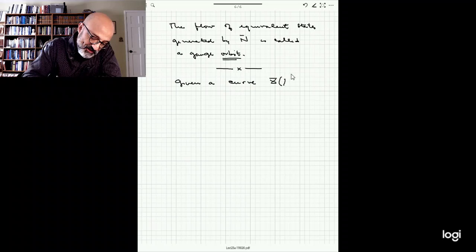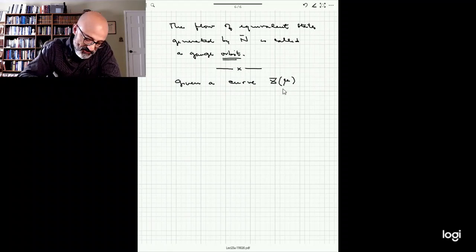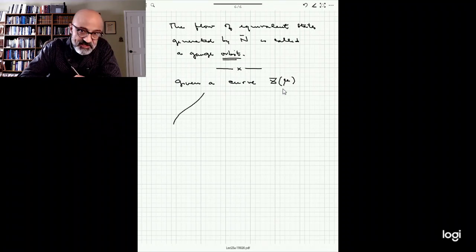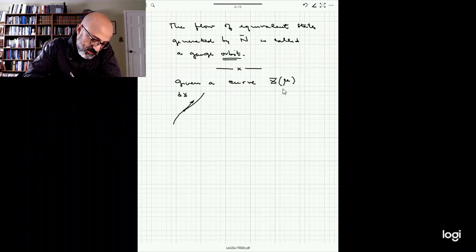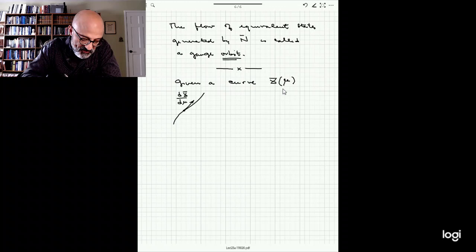Let's call the parameter mu. So it could be tau, but it can be anything. Suppose you have a curve in the space. Clearly there is a tangent vector there, dx d mu.